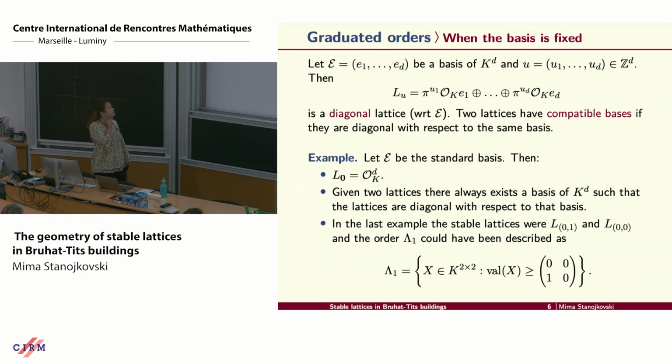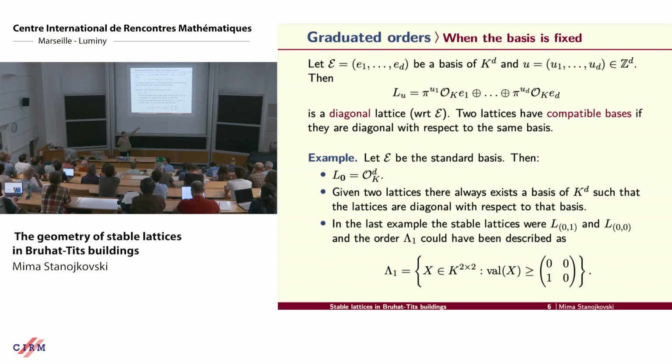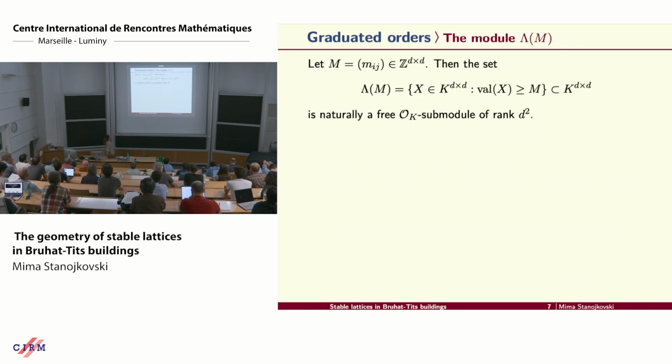So as all the matrices 2 by 2 with coefficients in K, such that the entry-wise valuation is at least that matrix M of integers. Okay, so when I write that, I really mean each entry corresponding to each entry. So this brings us to a more general concept. So this was an example. Let's try to make it more general.